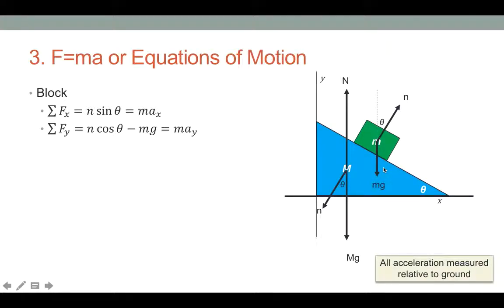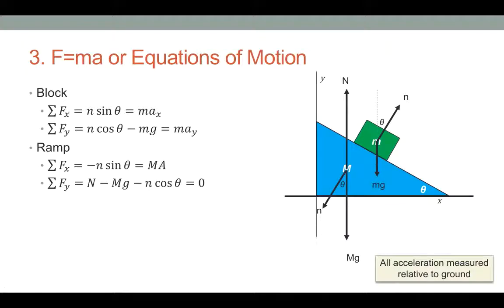Now what I want you to do is do the exact same thing for the ramp. Okay, for the ramp, we will have, again, in the x direction, the only component will be this component of the normal force. This will also be theta right here. So n sine theta, but notice it's in the negative x direction, so it's minus n sine theta, equals the mass of the ramp times the acceleration of the ramp, and I'll simply call that capital A.